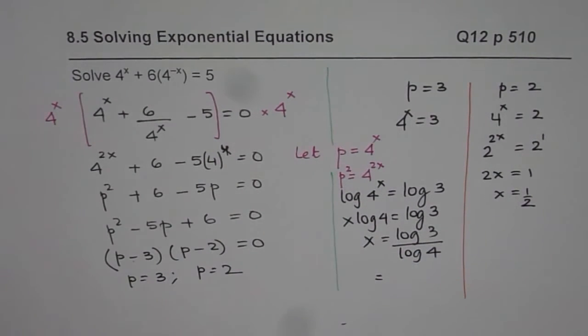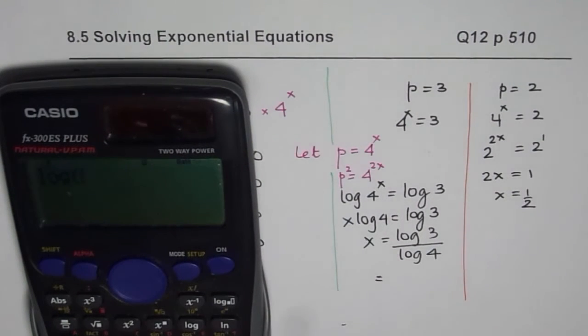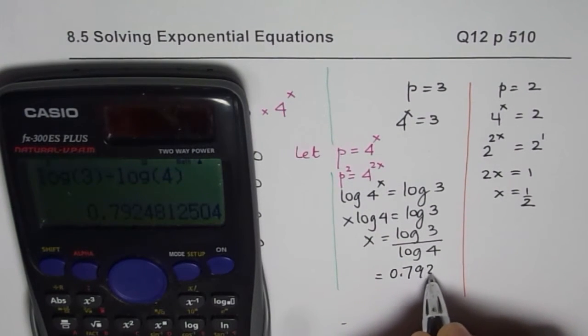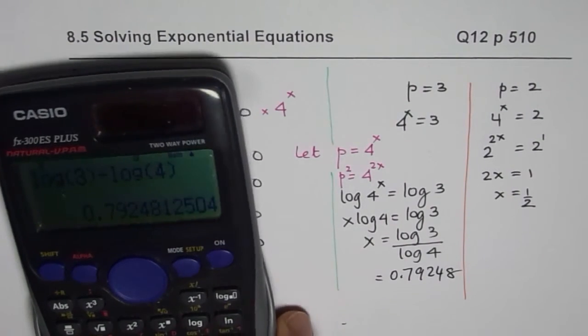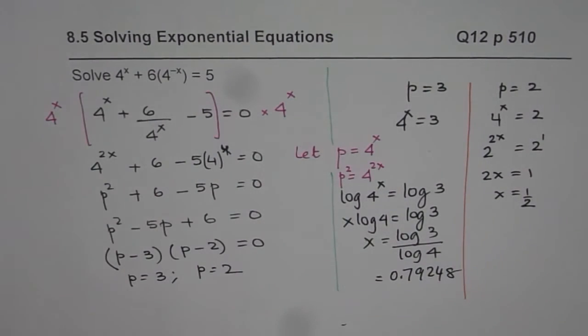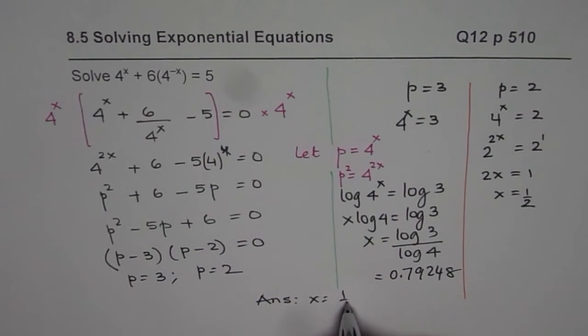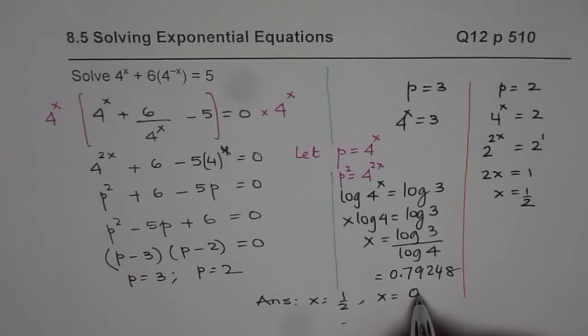Now we will use the calculator to find the answer. We get log of 3 in the numerator divided by log of 4 to get the answer, which is 0.79248, right? So that is the value of x. So now what we get here is two different values of x which will satisfy this equation. So we can clearly write down our answer. One of the answers is x equals half. The other one is x equals 0.79248. You can say 0.8 approximately, right?